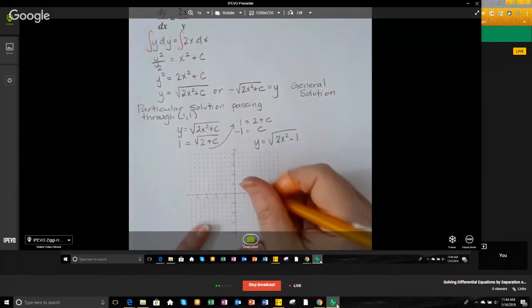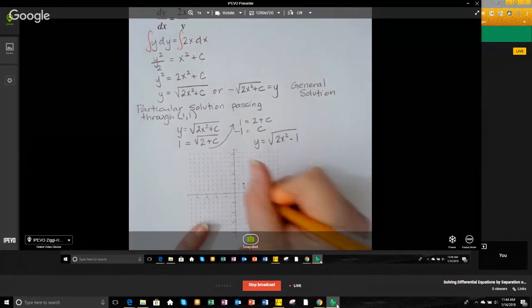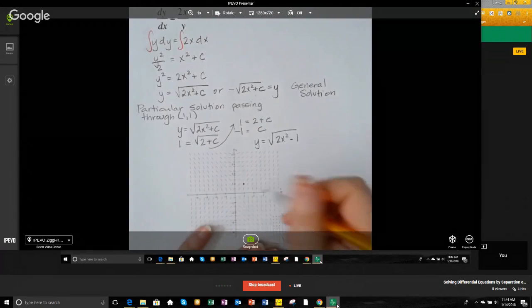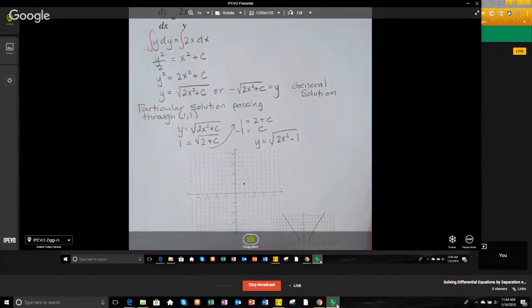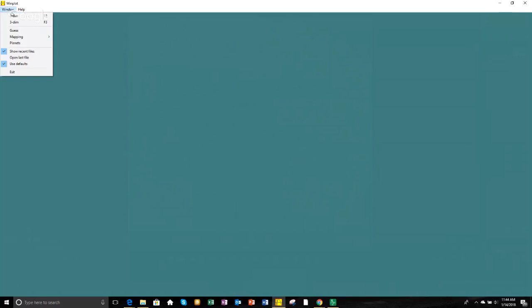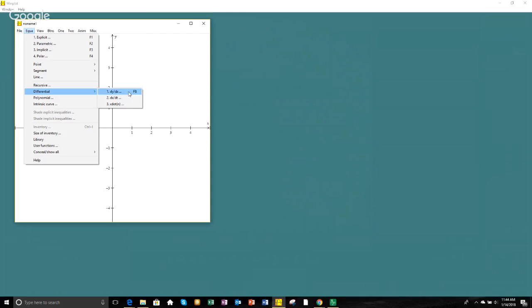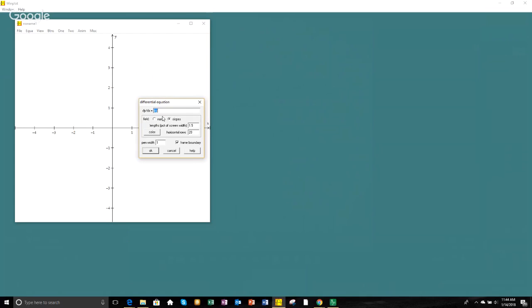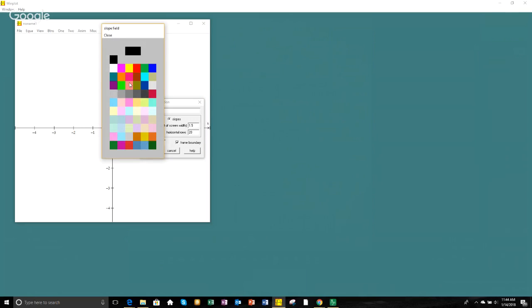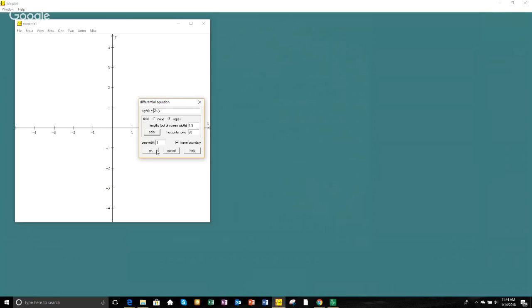Now, I've already done a slope field for this. If I'm passing through the point 1, 1, we need to see if that will pass through my particular solution. I have a program called WinPlot that will allow us to look at our particular solutions. So let's do a slope field. I'm going to hit equation, differential, dy/dx, and I want my differential equation to be 2x divided by y. I'm going to make the color of these things pink, and let's look at that slope field.